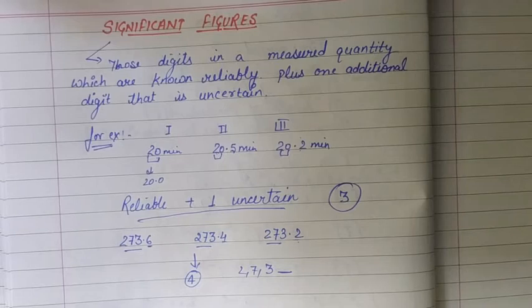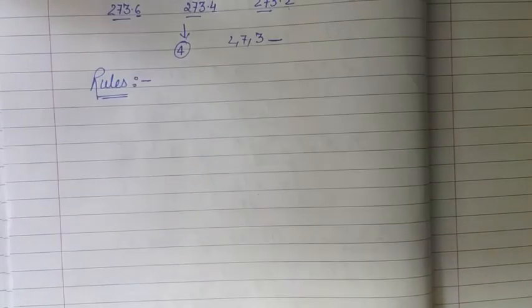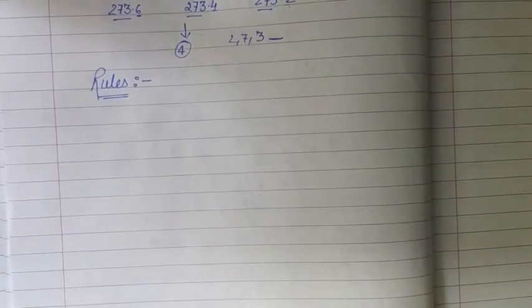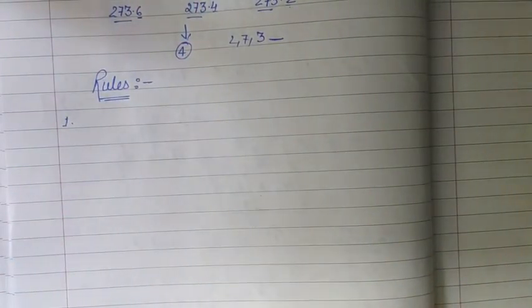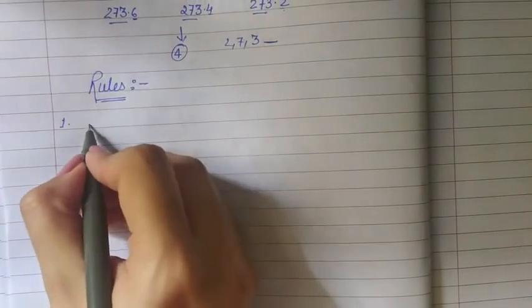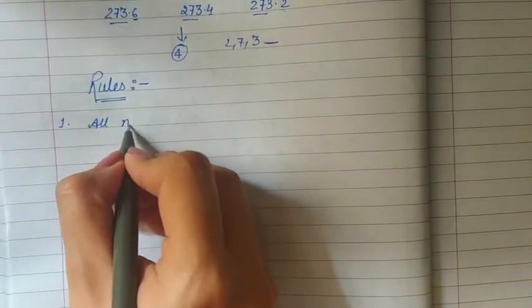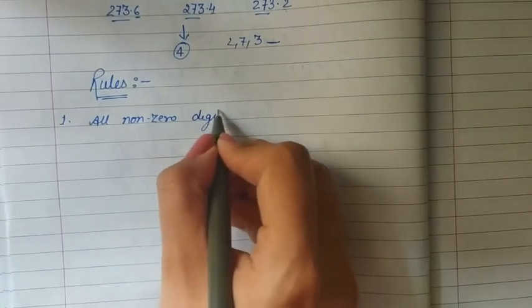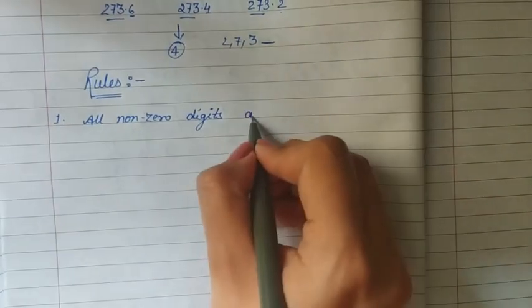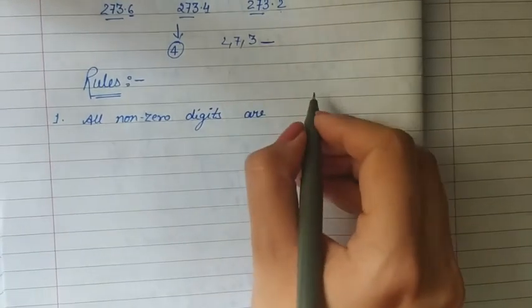Now to determine the number of significant figures, there are some standard rules that we are going to study, that is, the rules for determining the number of significant figures in a measured quantity. So let's start with the rules one by one. The very first rule is all non-zero digits are significant. In a measured quantity, all the non-zero digits are significant figures.